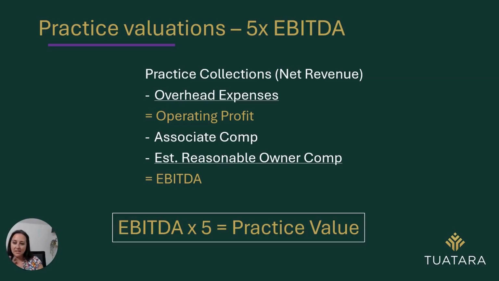Dental practices, like every business, have unique things in calculating EBITDA, but let's spend a moment here walking through how we calculate EBITDA for a dental practice. So practice collections, if you use QuickBooks, you'll see this oftentimes as net revenue, minus the overhead expenses for the practice, equals the practice operating profit. Then we take out our associate compensation. We take out estimated reasonable owner compensation, and that gets us to our EBITDA number.